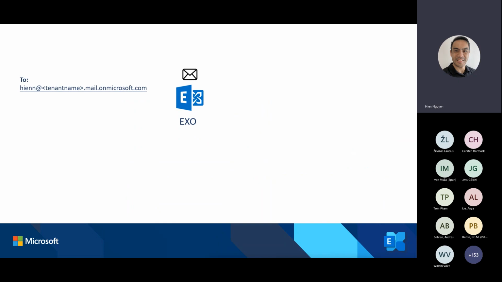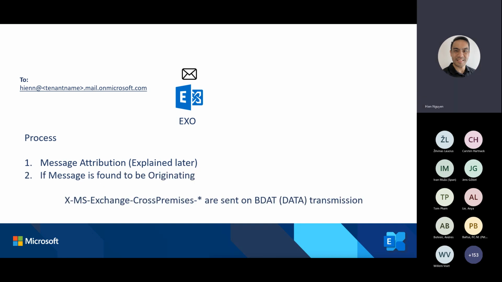Mail arrives into EXO. It goes to the tenant address of Hien. So what EXO does now is message attribution, which I'll be explaining a little later. If the message is found to be originating, all the cross-premises headers that were added as part of the process on-prem are sent across.